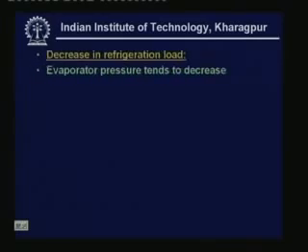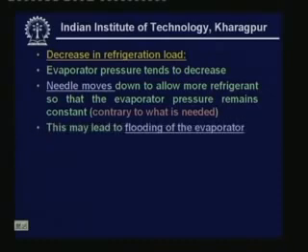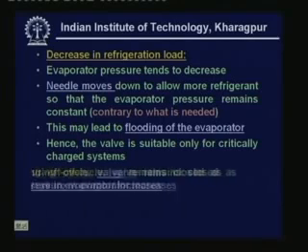Now what happens when the refrigeration load decreases? When the refrigeration load decreases, the evaporator pressure tends to decrease, and the needle moves down because the upward force is higher now, to allow more refrigerant so that the evaporator pressure remains constant. That means when the load reduces, there will be more mass flow rate, so that the pressure is maintained. This is again contrary to what we expect, and this may also lead to flooding of the evaporator. Hence the valve is suitable only for critically charged systems, just like capillary tubes.